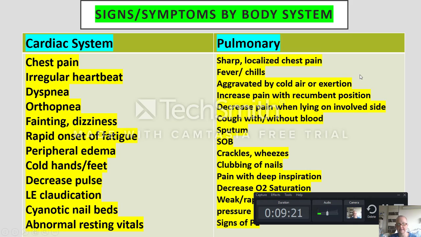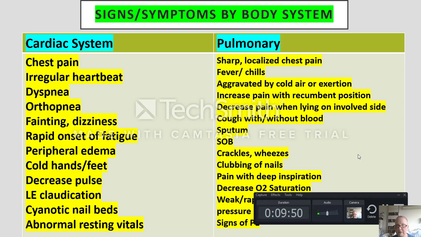The cardiac system, you're going to look for chest pain, irregular heartbeat, dyspnea, orthopnea, fainting, dizziness, rapid onset of fatigue, peripheral edema, cold hands and feet, decreased pulse, lower extremity claudication, cyanotic nail beds, and abnormal resting vitals.